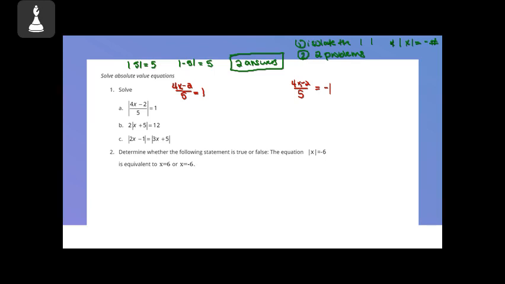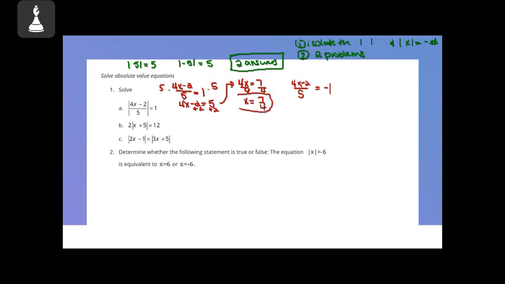So I have to solve both of these problems with the exact same steps. I need to get rid of that divided by 5. So I'm going to multiply both sides by 5. I get 4x minus 2 equals 5. The next thing I need to do is get rid of that minus 2. So I'm going to add 2 to both sides. And I get 4x equals 7. Now to get x by itself, divide by 4. X equals 7/4. That is my first potential answer.